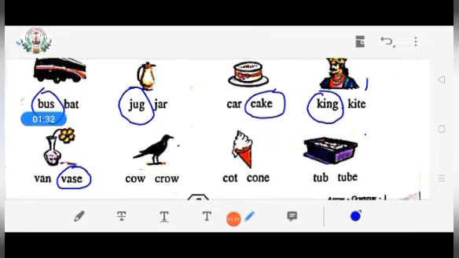Look at the sixth picture, children. What is the sixth picture? Crow. What is the spelling of crow? C-R-O-W. Circle the crow. Children, look at the seventh picture. What is the seventh picture? Cone. What is the spelling of cone? C-O-N-E. Cone. Then circle the cone. Look at the eighth picture. What is the eighth picture? Tub. What is the spelling of tub? T-U-B. Tub. Circle the tub.